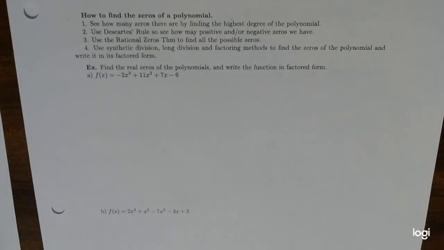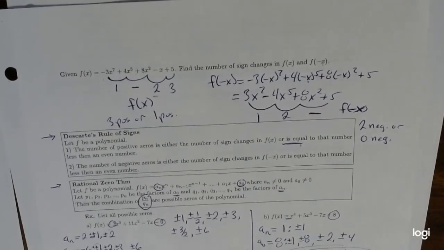I tried my best to give you a breakdown of what you're actually going to do, a 4-step process. The first thing you want to do is see how many zeros there are by finding the highest degree of the polynomial. You just break it down and slowly work from there. So that's step 1. Step 2 is we're going to use Descartes' rule to see how many possible positive and or negative zeros we actually have. So using that funky theorem we did earlier, you can see a little bit more how it would help us out here, okay?